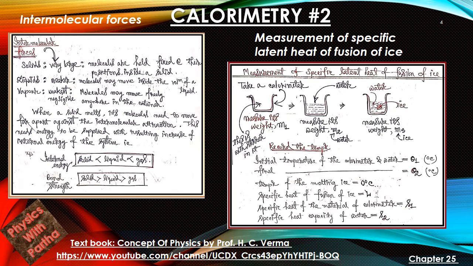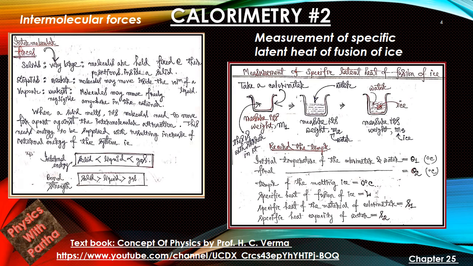Now let's talk about measurement of specific latent heat of fusion of ice. Here we have seen one calorimeter with a stirrer. Let's measure its weight, which is m1. This is with the stirrer in it. Next, measure its weight when we pour water into it, and it is m2. Next, we put ice in that water and we measure the weight of this whole thing. Then by subtracting those weights, we can find the weights of the calorimeter, then water, or ice. Next, we record the temperature in each step.